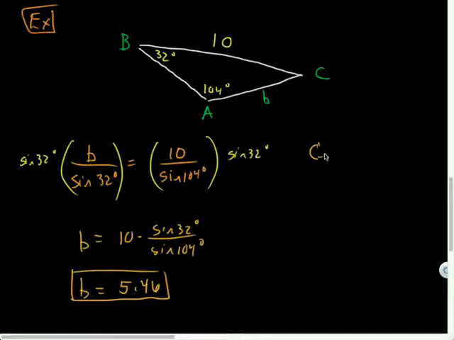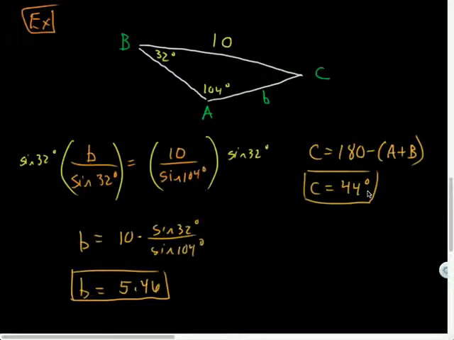Yeah. So C is going to equal 180 minus the sum of A plus B. Right? Triangle sum, all of those add up to 180, so I'm just going to do 32 plus 104 is 136, subtract that from 180, and I get 44 degrees. Okay, but now how am I going to find side c?